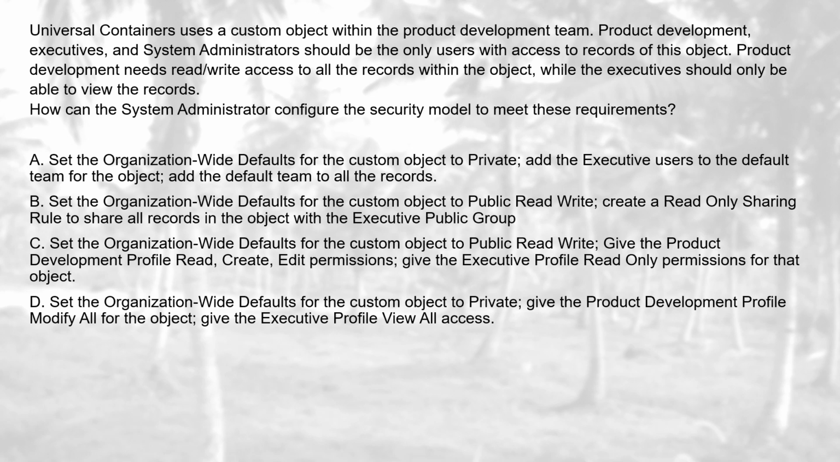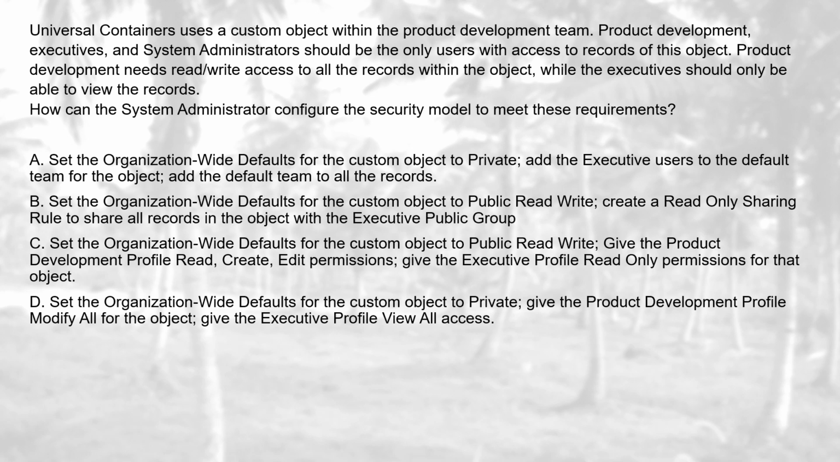So the question wants us to address 2 things. It wants us to make sure that the product development team can change records, update them, write them, read them. They need access 100%. But the executive team should not be able to modify or change anything, but just read the object. So A does not mention the product development team at all, so it's out. B doesn't mention the product development team at all, so it's out, because this is a 2-part question, and that only answers 1 part of it.